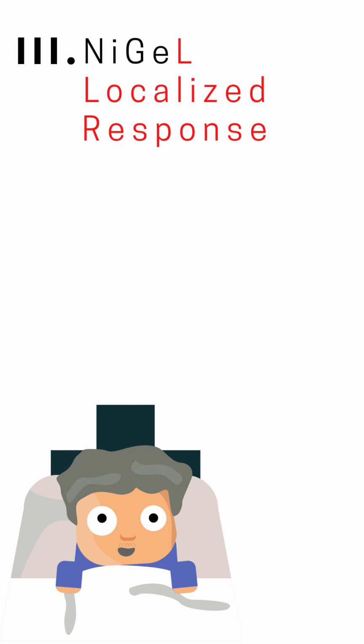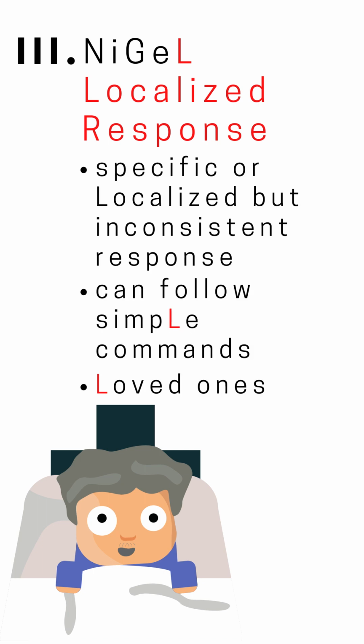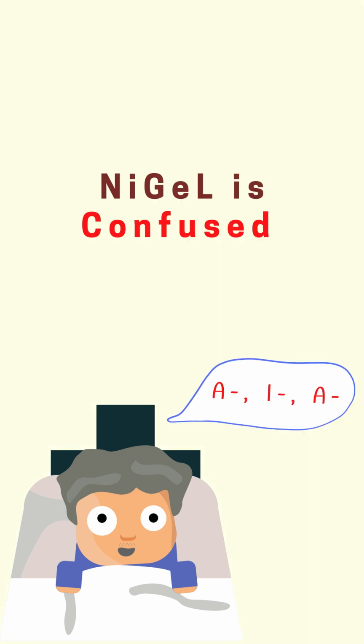L for localized response. The response is specific to the stimulus or localized, can follow simple commands, and can recognize the faces of loved ones. Those were the first 3 levels for Nigel. Now let us describe him. Nigel is confused. That's how he shows his confusion.